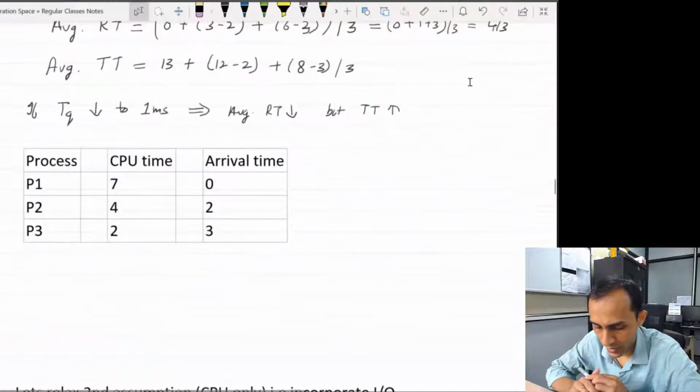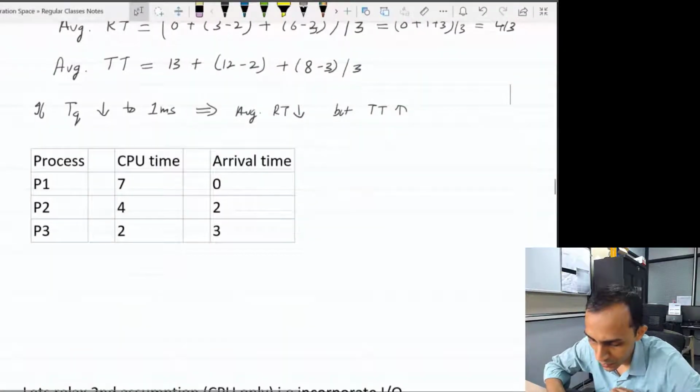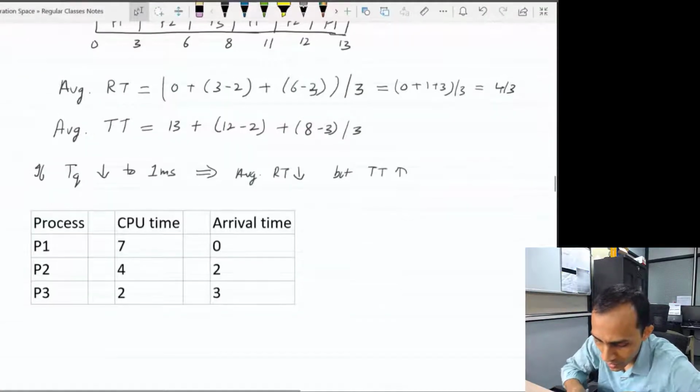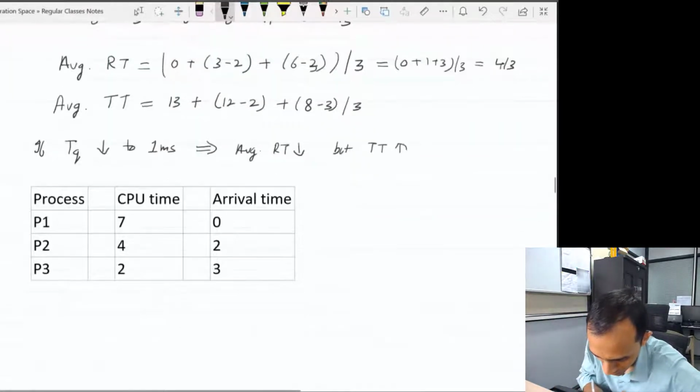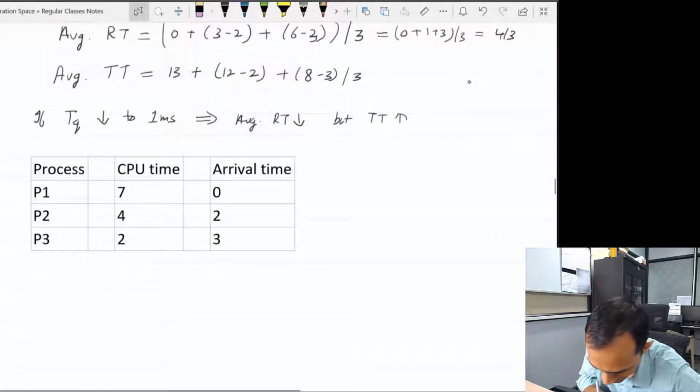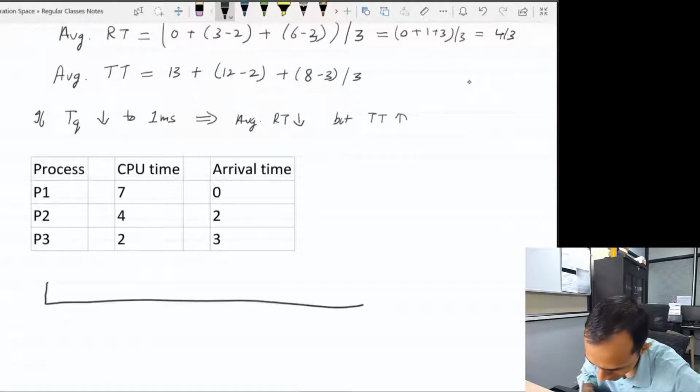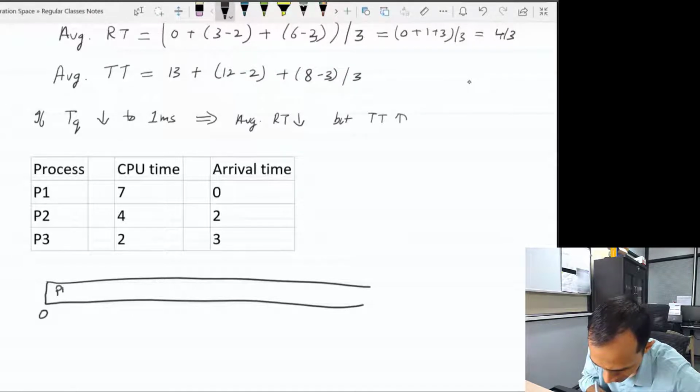So this one, if you reduce to 1 millisecond, it will be very simple, nothing more. Here we were switching at an interval of 3 seconds. Now we'll switch at an interval of 1 second. Let me do it. At time instant 0, P1 is there. Till P2 arrives, we can keep P1 running because there is nothing in the ready queue. So P1 will run till 2. When P2 arrives, it will switch.